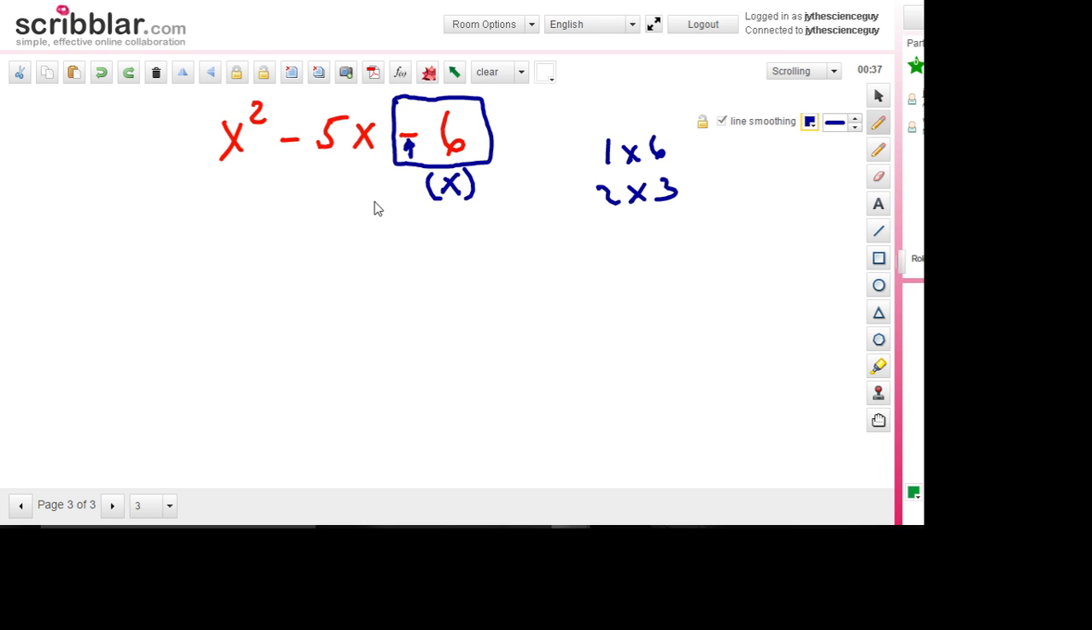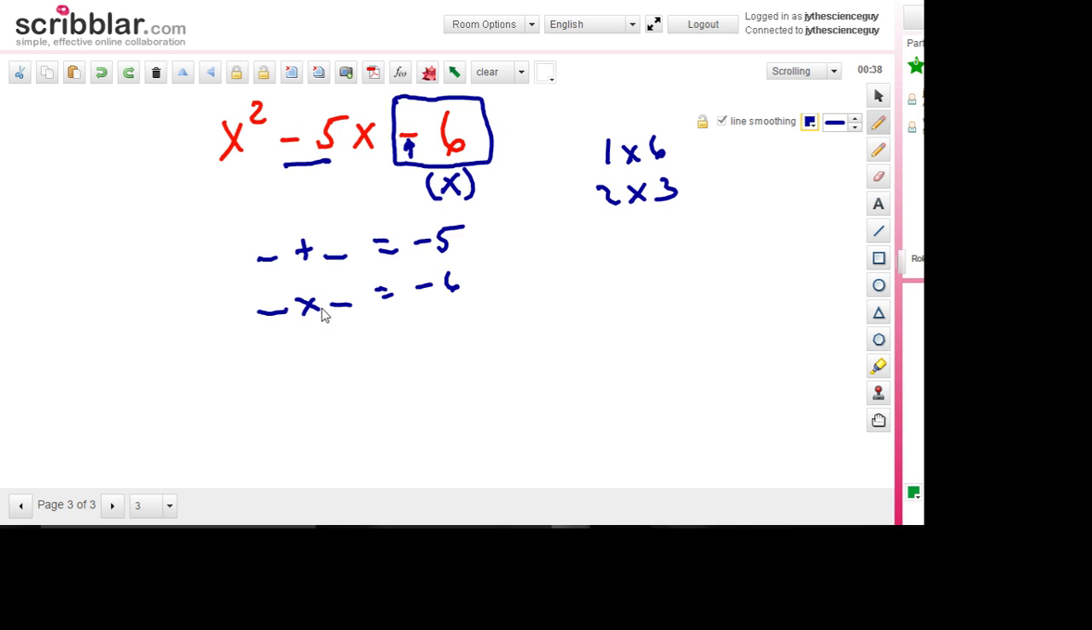Is there any way to either add these two numbers together or subtract these two numbers in order to get this number, which is 5? So I'm going to write the two blanks. Blank plus blank is equal to negative 5. And then blank times blank is equal to negative 6.